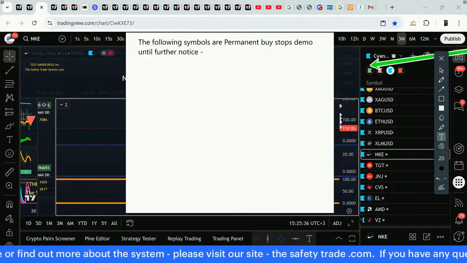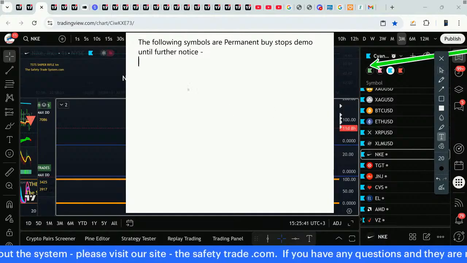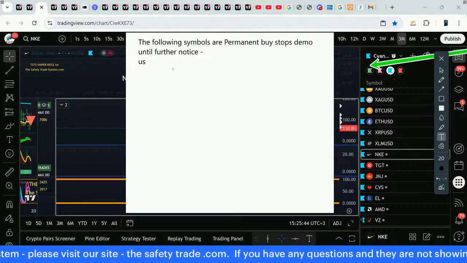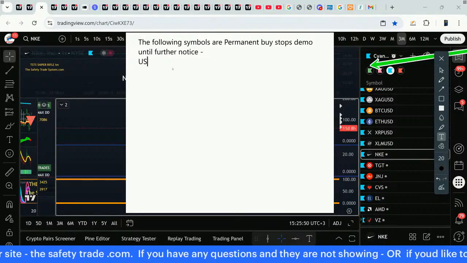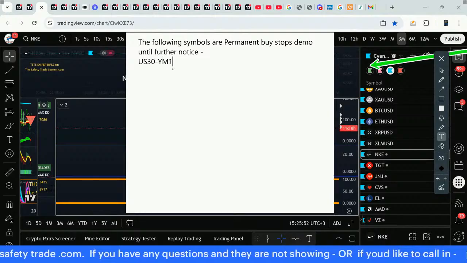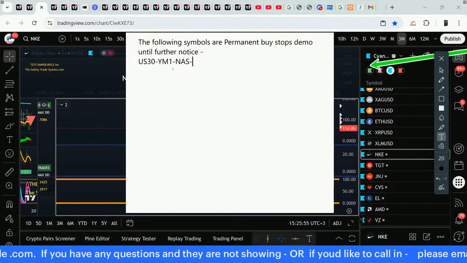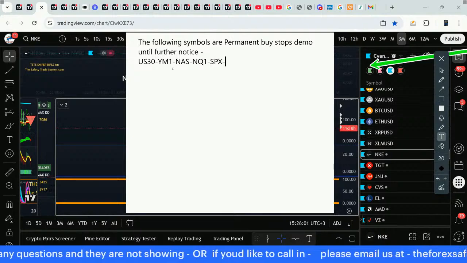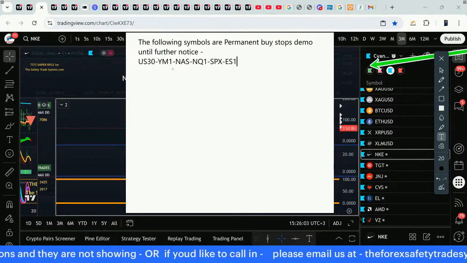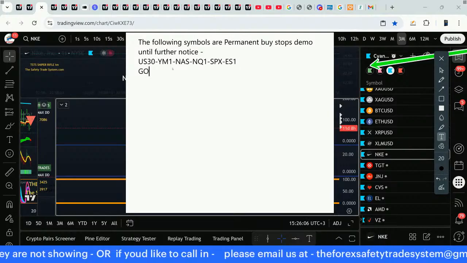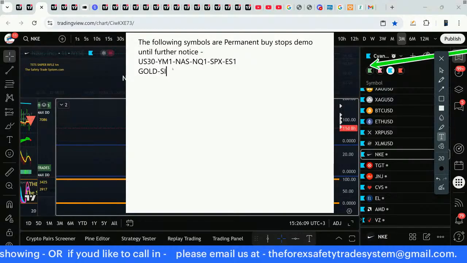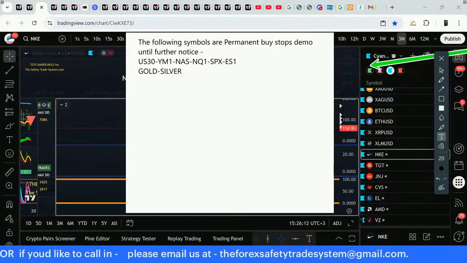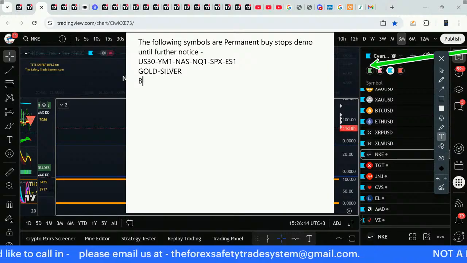Should I start with these or not? No, I'll go ahead and do these. Until further notice: US 30, YM1, NAS, NQ1, SPX, ES1 is in the game. And then on this front, gold, silver. Then on this front, Bitcoin.